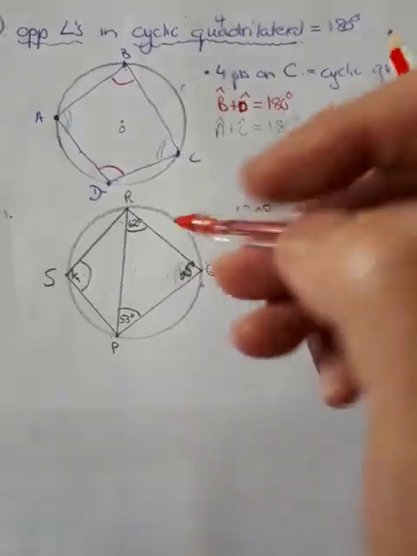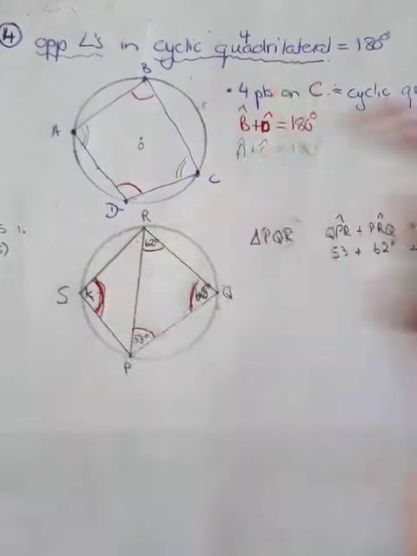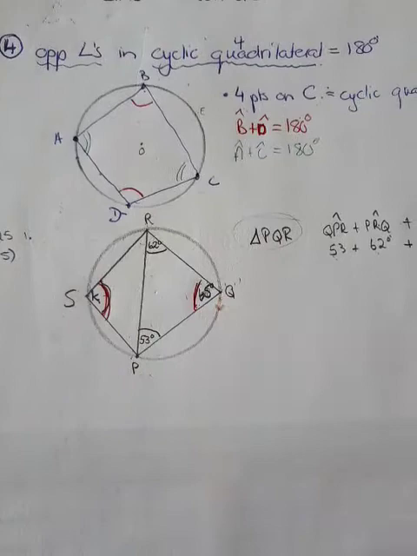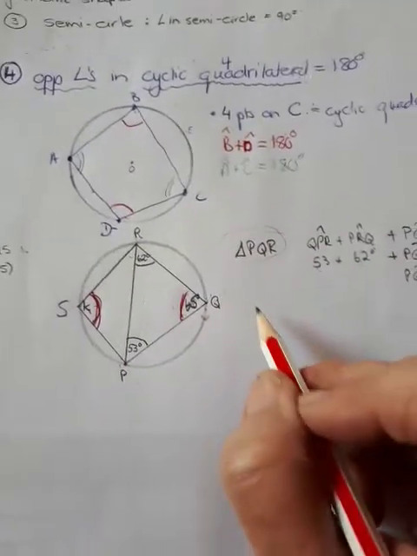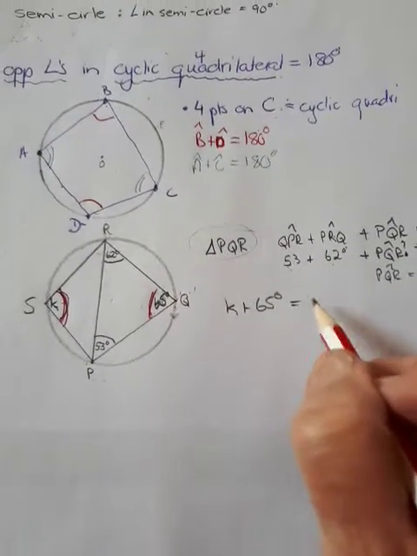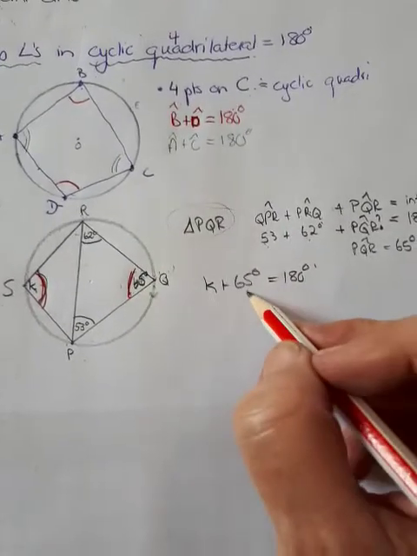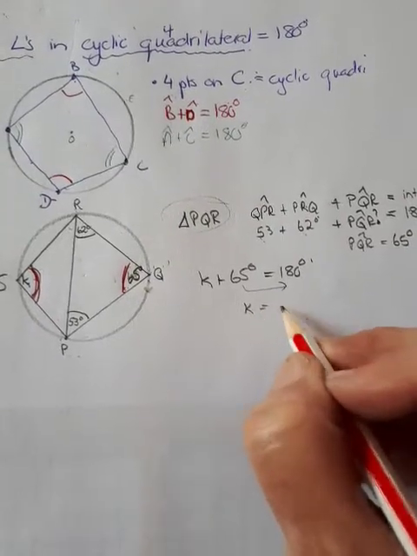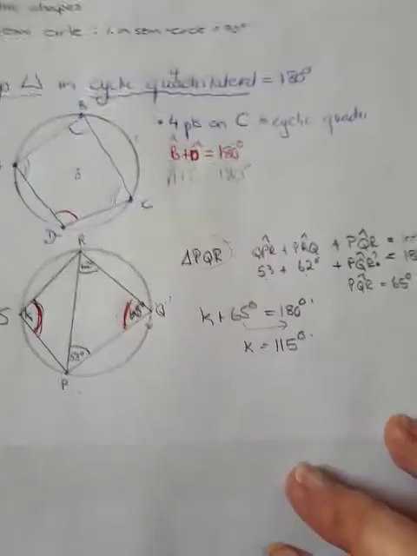Now you should recognize that this and this are opposite angles in a quadrilateral, okay? 4 vertices. So therefore angle K plus the 65 must give you 180 degrees. And now obviously we're just going to do the calculation, and if you calculate that, then angle K is 115 degrees.